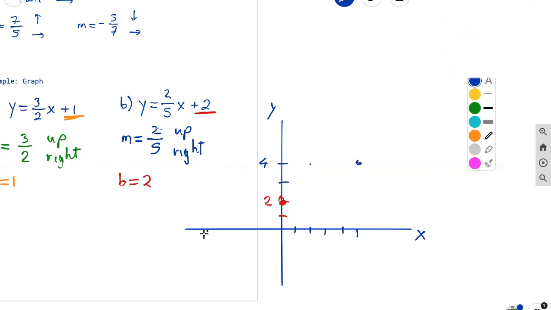And then you connect with a straight line, use a ruler to get an accurate line. And there we go. That's how you graph this line here. Label it y equals 2 over 5x plus 2. Okay, we're going to do a couple more so you can grow confident in knowing how to graph these.